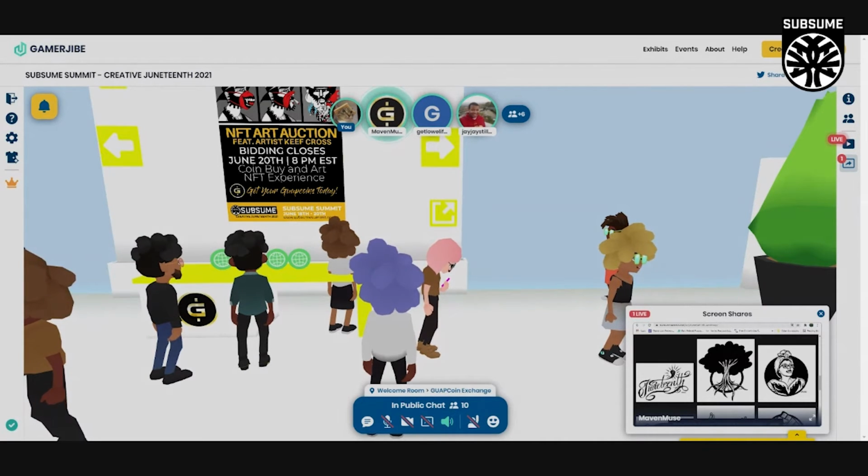As we're speaking right now, Guap Masternodes are actually receiving rewards every 60 seconds.